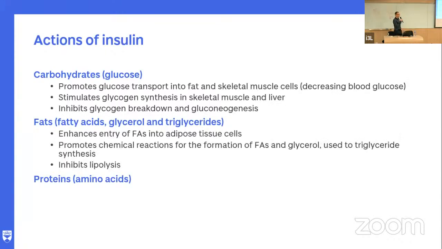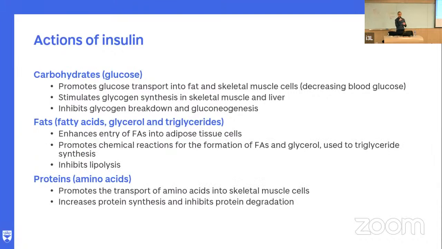The amino acids, the building blocks of proteins. Again, insulin is going to stimulate amino acid uptake into skeletal muscle cells, and it will also use those amino acids to build new proteins through increased protein synthesis and inhibition of protein degradation. So we're taking the building blocks, we're storing them inside cells, and we're converting them into storage molecules. That's essentially what's happening in response. Action of insulin.